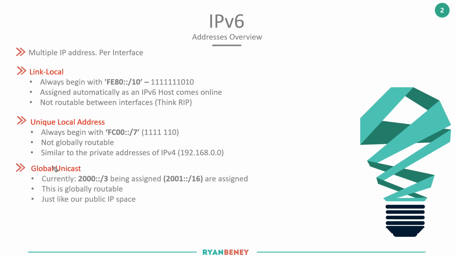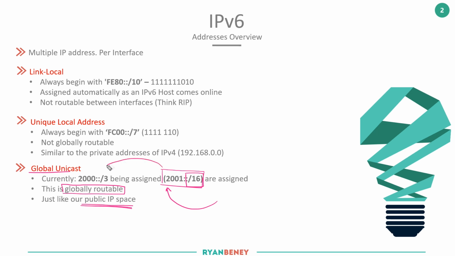So moving on, we have global unicast. Global unicast is what we have on our global routing table. So these are our public IP space. Now we have two ranges here that we need to remember. First of all, if you're applying for an IPv6 address today, you're going to see it start with 2001, and that's part of a /16, so the first 16 bits have been reserved.